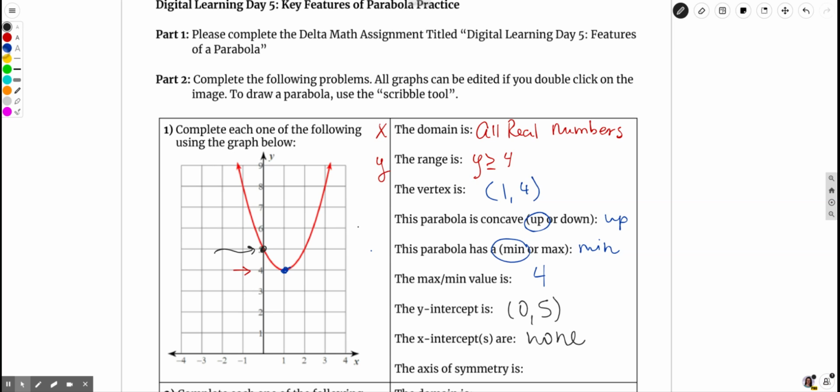The axis of symmetry is a vertical line that cuts through our parabola smack in the middle, where the right side and the left side are going to be identical. So the axis of symmetry is a vertical line, so we're going to start our equation with x equals, and the x value is x equals 1.